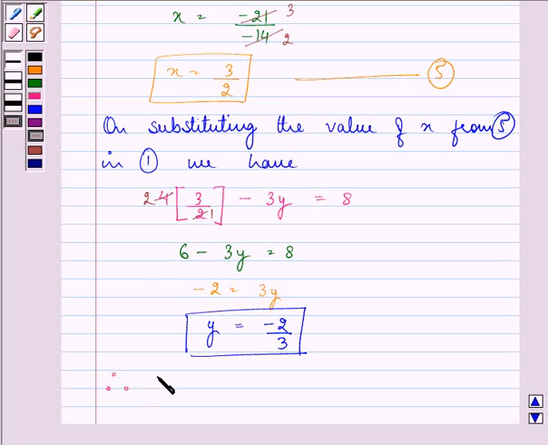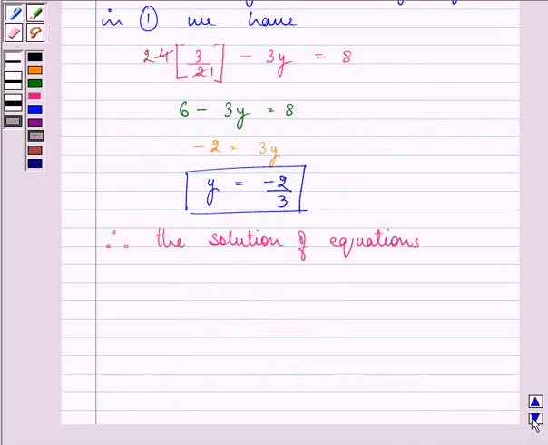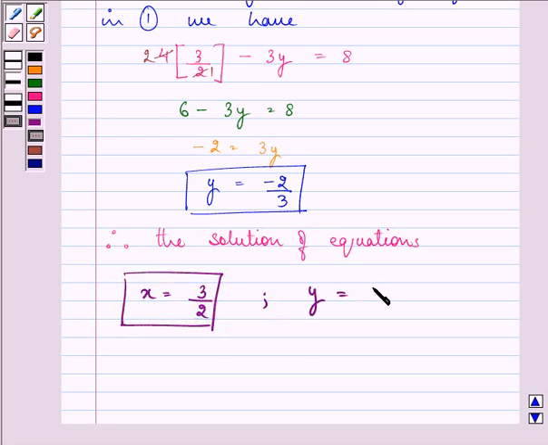So therefore, the solution of the given equations are the value of x as minus 3/2 and the value of y as minus 2/3, right?